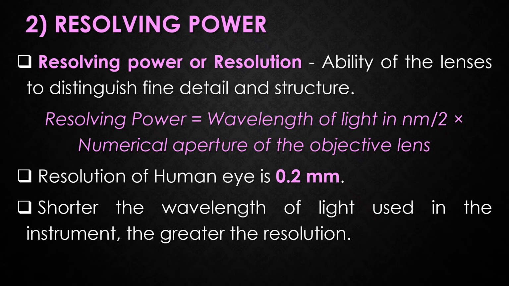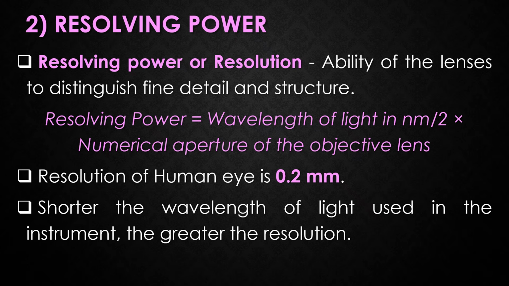Resolving power is the power to see details clearly. The resolving power, or resolution, is the ability of the lenses to distinguish fine detail and structures, and it is calculated using the formula: wavelength of the light in nanometers divided by 2 times the numerical aperture of the objective lens. Specifically, it refers to the ability of the lenses to distinguish 2 points a specified distance apart. For example, if a microscope has a resolving power of 0.2 nanometer, it can distinguish 2 points if they are at least 0.4 nanometer apart.